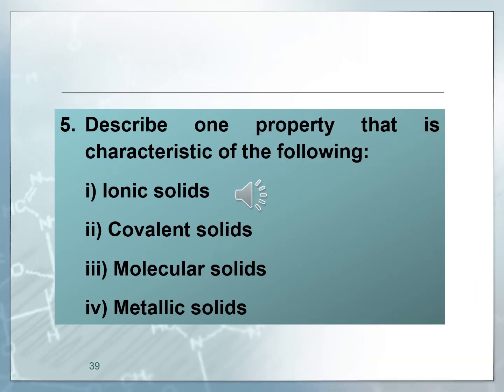Lastly, describe one property that is characteristic of the following. 1. Ionic solids. 2. Covalent solids. 3. Molecular solids, and 4. Metallic solids.